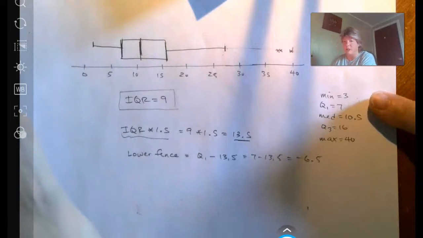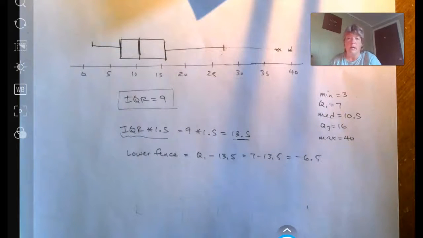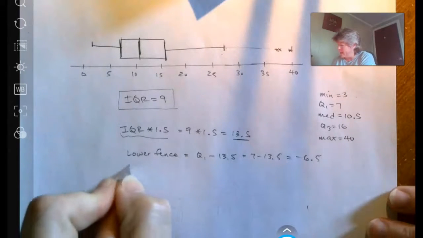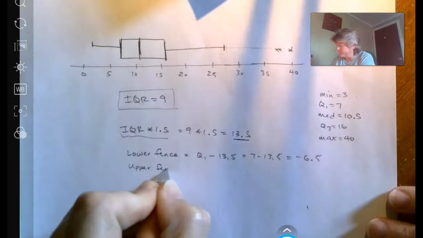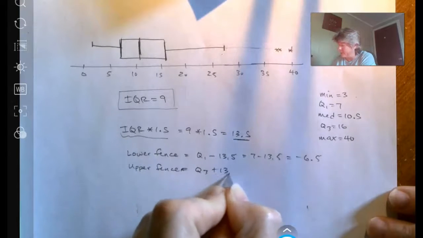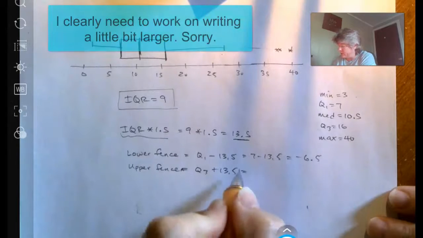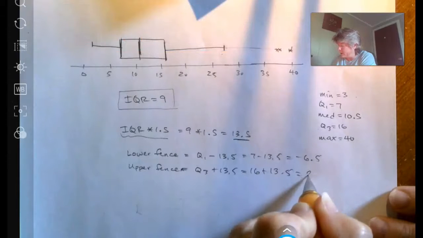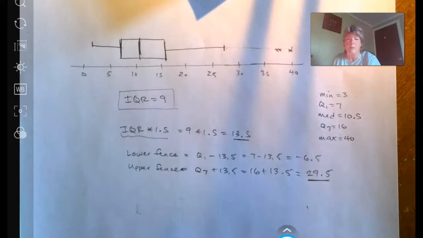So my lower fence is actually down into the negatives. So we're clearly not going to have any potentially low outliers because you can't visit a negative number of states. And then the upper fence is going to be the same idea, except now we're going to take Q3 and add 13.5. That's 16 plus 13.5, which is 29.5. So any students who visited more than 30 states, I guess, are going to be potential outliers.